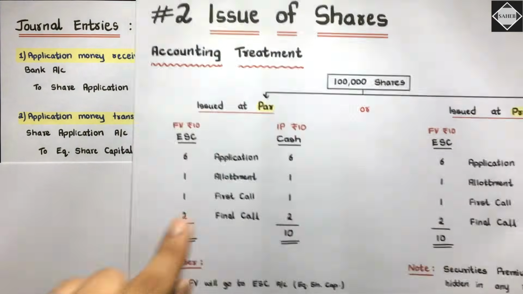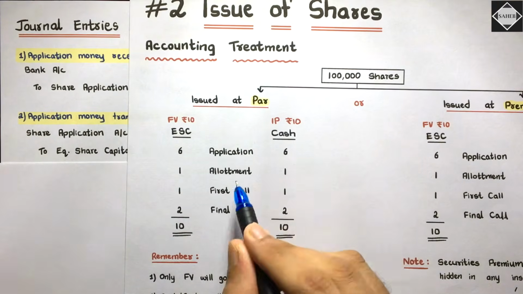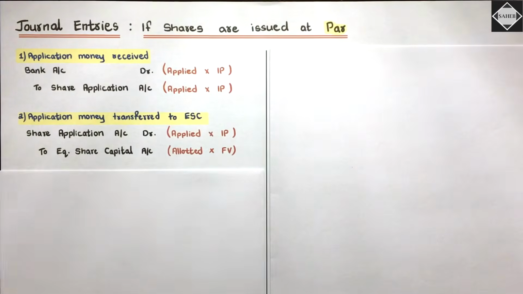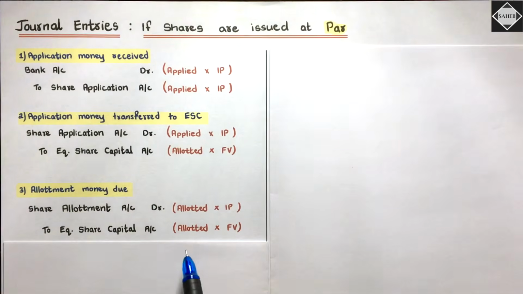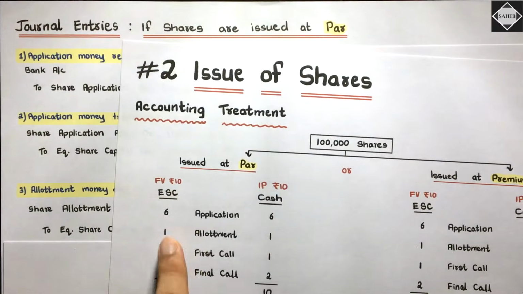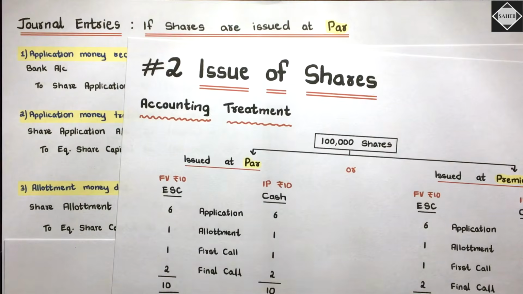Then we have allotment stage, allotment installment. So here what is happening? First, as a company, what we are going to do, we are going to call the shareholders. See, shareholders, 1 rupee is due on allotment. Please pay us. So first we will pass the due entry. Our capital has to be increased. We will increase the capital. See, allotment money due to equity share capital account. How we will take the amount? Allotted into face value. Face value doesn't mean 10 rupees over here in this shortcut. It means allotment part of face value, which is 1 rupee, right? So 1 rupee into 1 lakh.